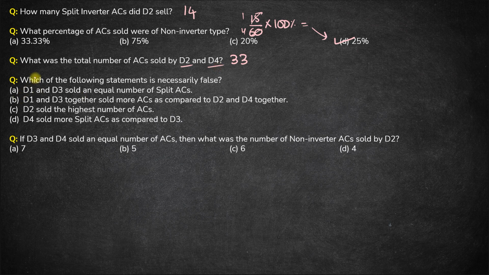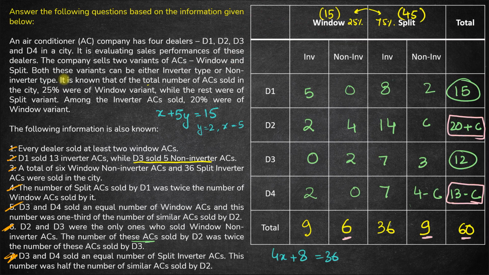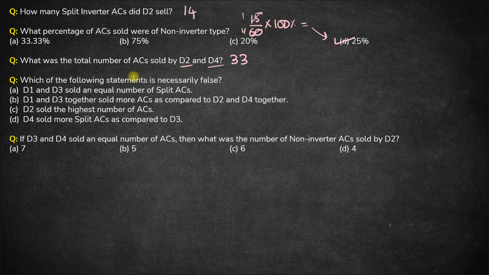Next, which of the following statements is necessarily true? Let's look at each of these statements one by one. First, D1 and D3 sold an equal number of split ACs. So we have to figure out which of these is necessarily false, which is definitely false. D1 sold a total of 10 and D3 sold a total of 10. This is definitely true, so this cannot be false. So this cannot be our answer.